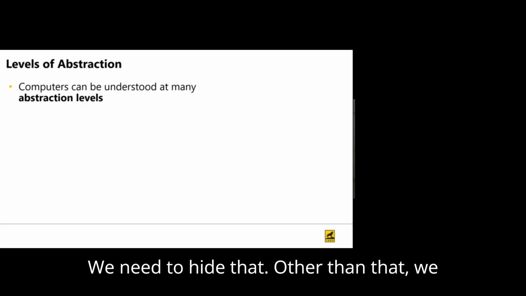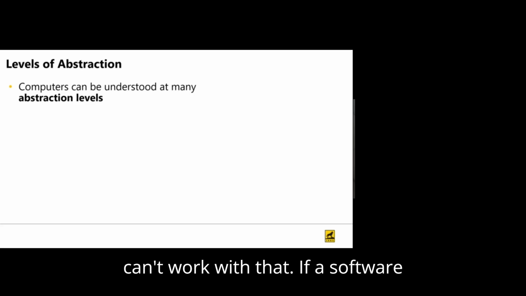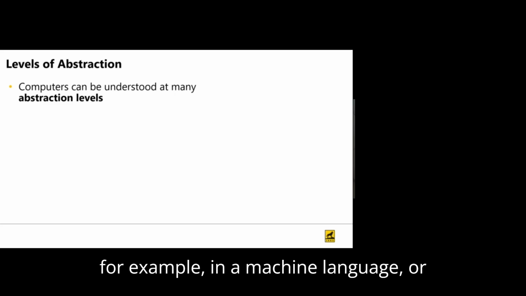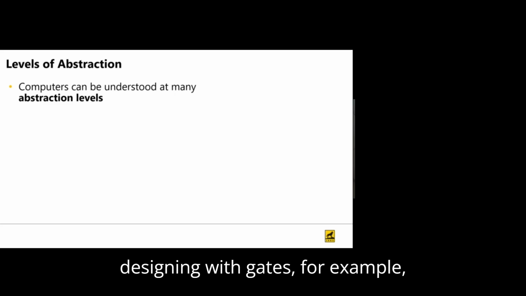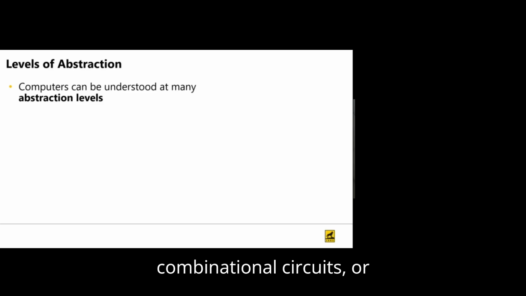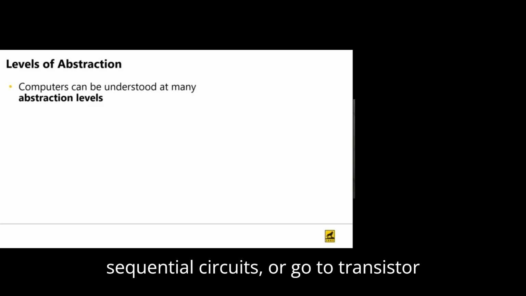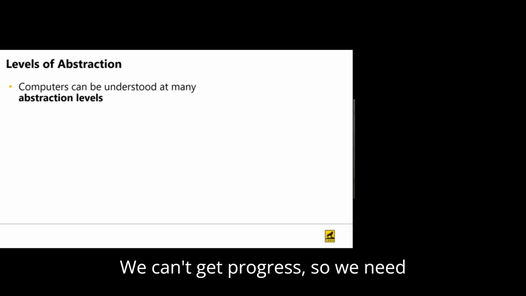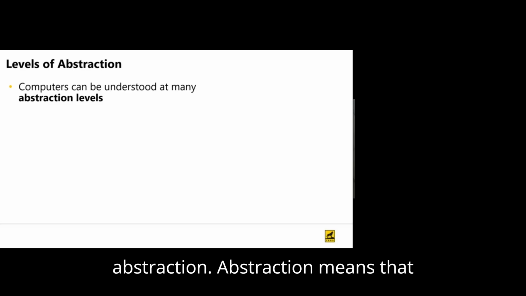We need to hide that. Other than that, we can't work with that. If a software engineer is supposed to work, for example, in a machine language or designing with gates, for example, combinational circuits or sequential circuits, or go to transistor level, it can't do that. We can't get progress. So we need abstraction.